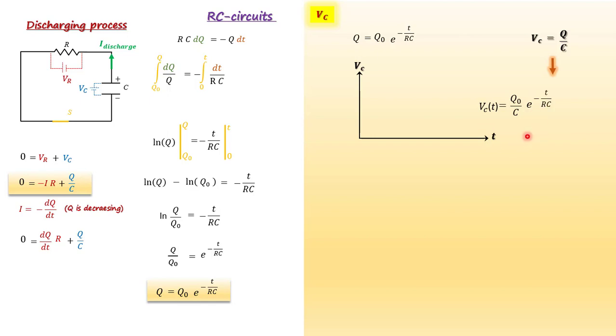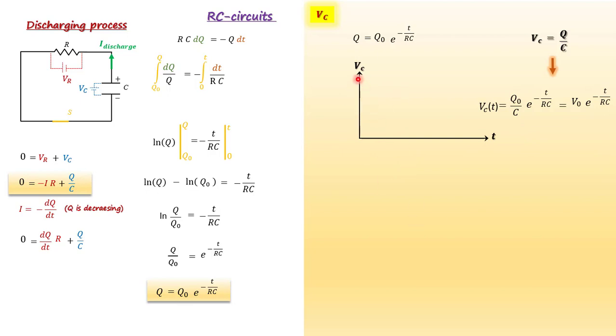Well, at time t equal to 0, again, you have the maximum voltage across the capacitor, and then at time t equal to infinity, that part will disappear, so Vc will become 0. Then again, we're going to have exponential decrease. So this can also be written as V0 e to minus t over RC. So this Q0 over C will be our initial potential for the capacitor.